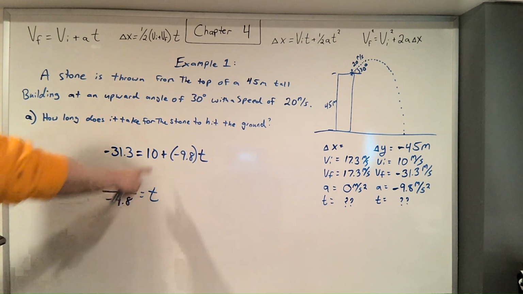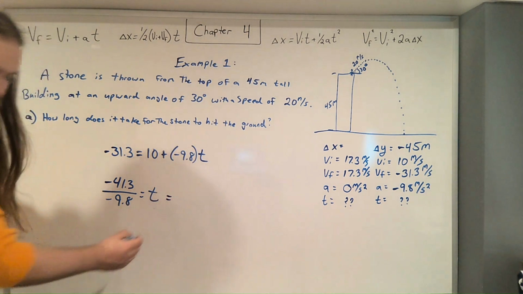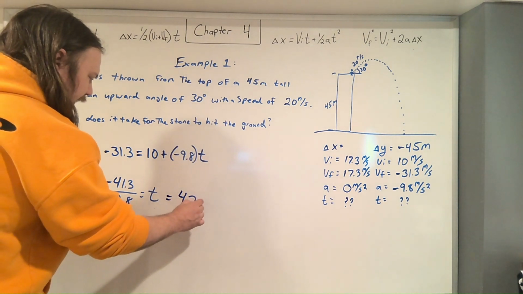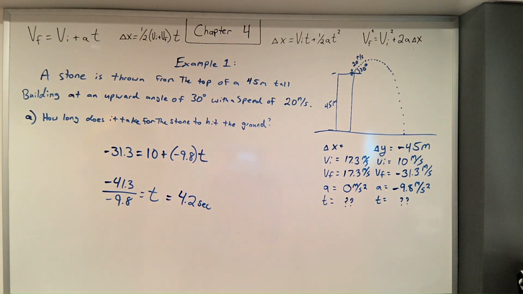Hopefully that makes sense. Minus the 10, divide, and that should leave a t. Now, negative 41.3 divided by a negative 9.8, the negative signs will cancel, and we'll come up with a time of 4.2. And that, of course, is in seconds because everything else is in SI units. So 4.2 seconds.